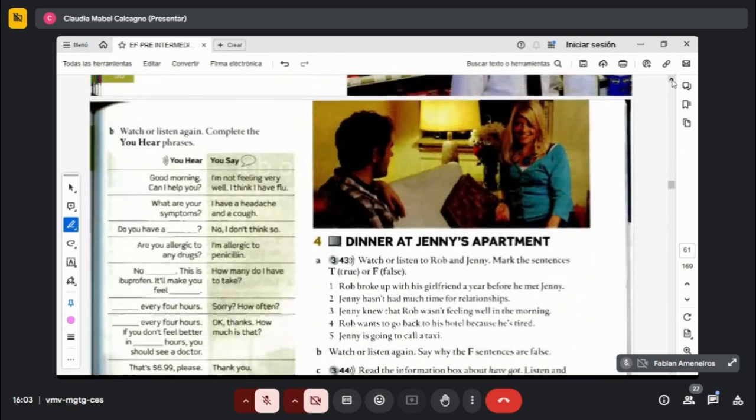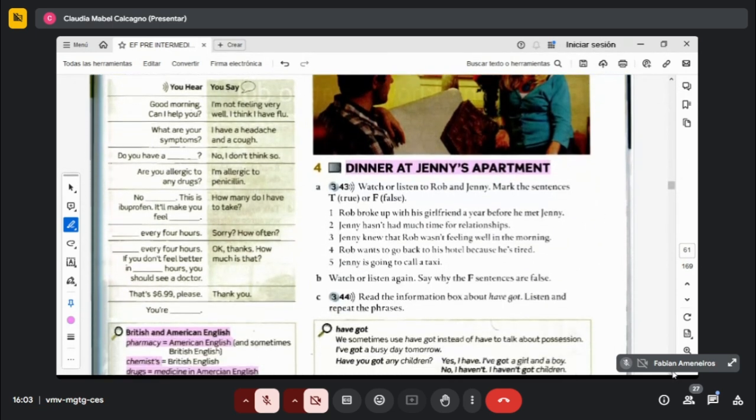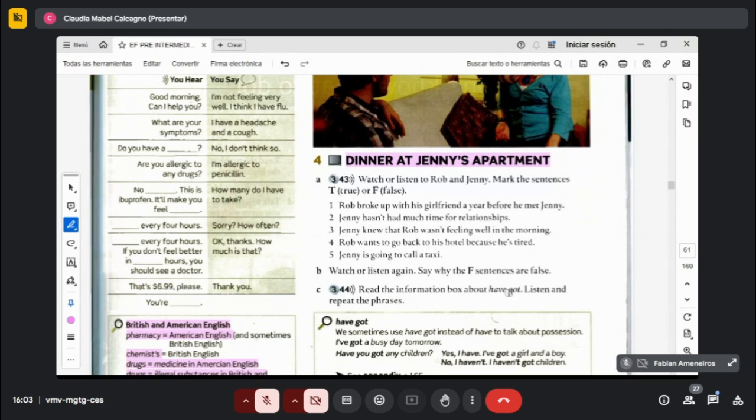Okay. Wonderful. Now we have the final part where Rob goes to Jenny's apartment, right? Answer each or listen to Rob and Jenny. Mark the sentences true or false. Rob broke up with his girlfriend a year before he met Jenny. Jenny hasn't had much time for relationships. Jenny knew that Rob wasn't feeling well in the morning. Rob wants to go back to his hotel because he's tired, and Jenny is going to call a taxi. Interesting. Let's see what happens with these two. As always, I'll play it twice. Okay, so you can mark true or false.